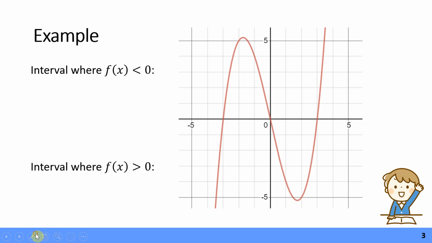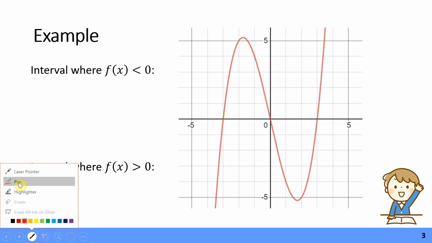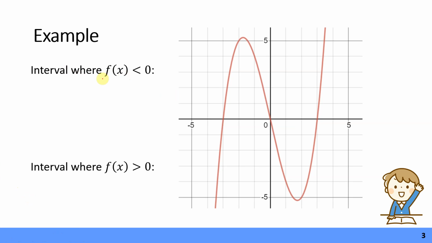Here we have a graph, and they're asking us to read the graph to find where the graph is less than 0. What this means is, where is the graph below the x-axis? And then eventually we're going to have to find where it is greater than 0, so where is it above the x-axis? That's pretty much what that means.